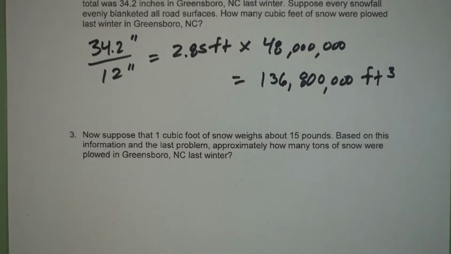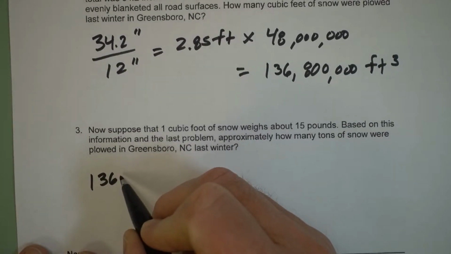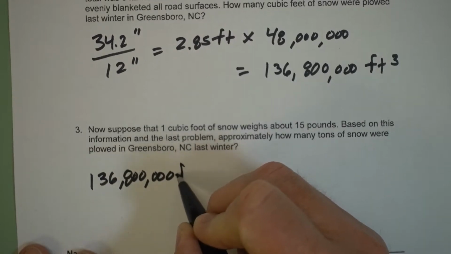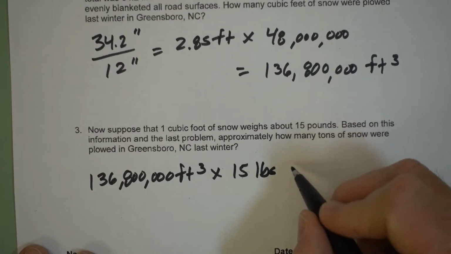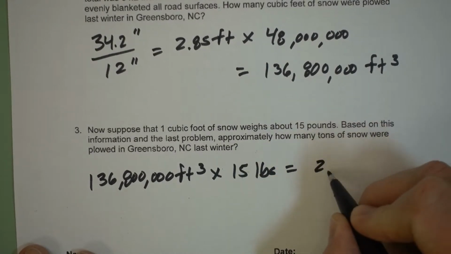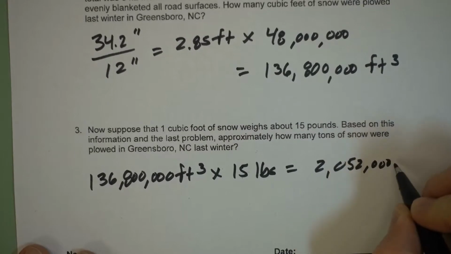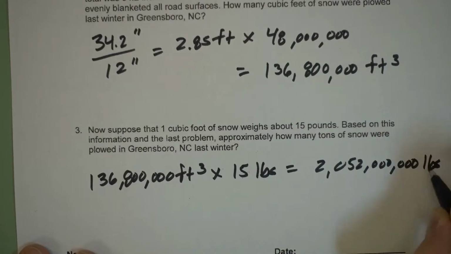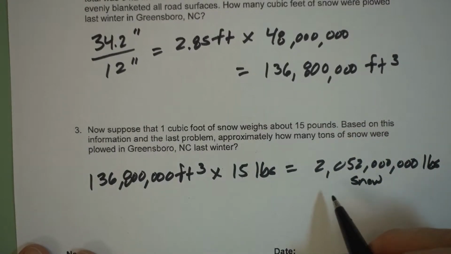So we know a cubic foot weighs 15 pounds. So we did 136,800,000 cubic feet times 15 pounds equals 2,052,000,000 pounds of snow last year.